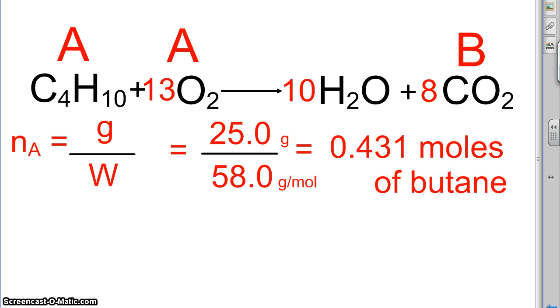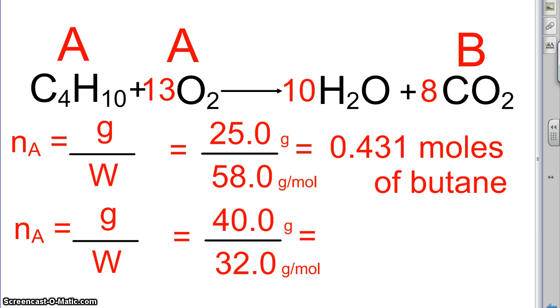And just like in the example problem, that comes out to 0.431 moles of butane. But we're not done yet. We've got to do it for the oxygen also. So we've got to do the exact same process, but now we've got to substitute the mass of oxygen and the molar mass of oxygen. Well, the mass of oxygen is given in the problem as 40.0 grams. And the molar mass of oxygen, O2, 2 times 16, is 32. Again, we do count the subscript when figuring molar mass, but we ignore the coefficient.